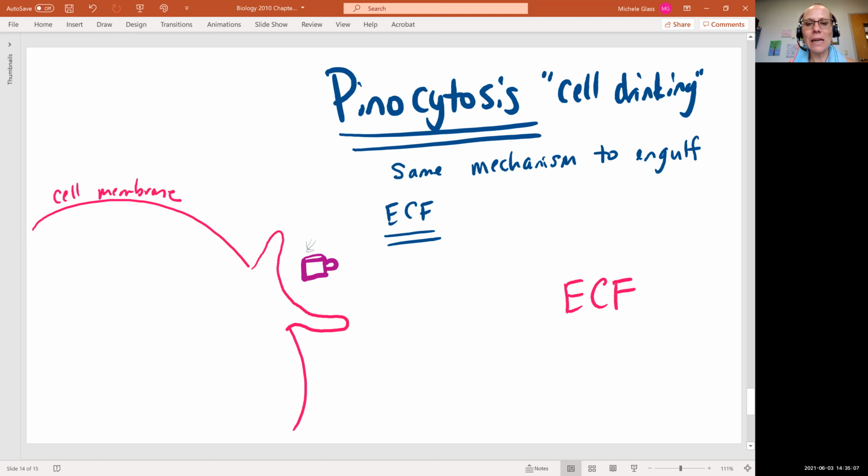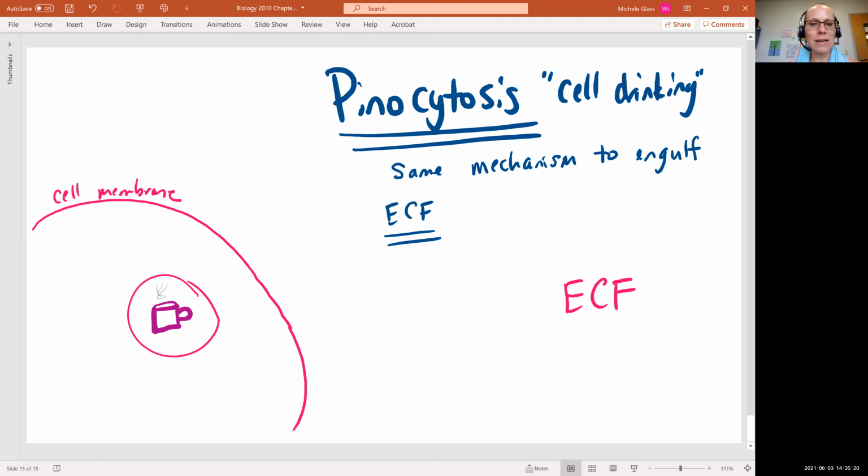And then remember, pinocytosis is like the cell drinking. And so again, just for fun, and excuse me, instead of engulfing an ice cream cone, we're engulfing a cup of coffee or hot tea, and it's that same process.